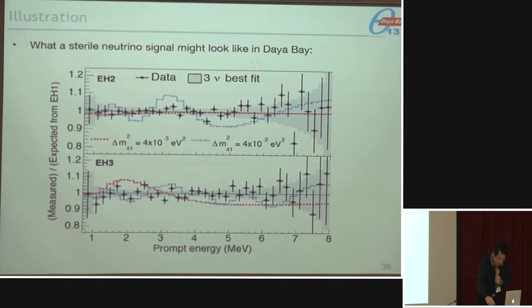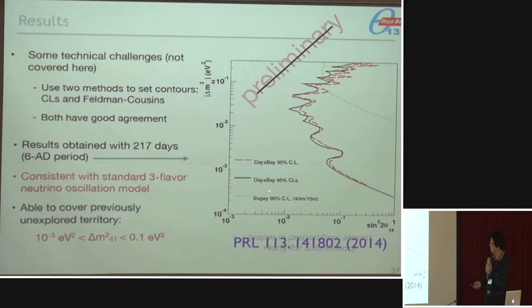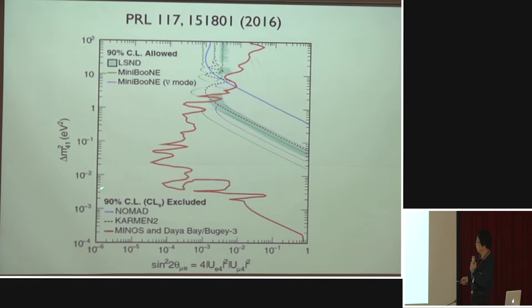So anyway, our result was also published, and you can see this is the region we excluded. This is based on the earlier data. Then we used the latest data combined with MINOS and also with Bugey-3, and we actually can get a much bigger contour carved out.